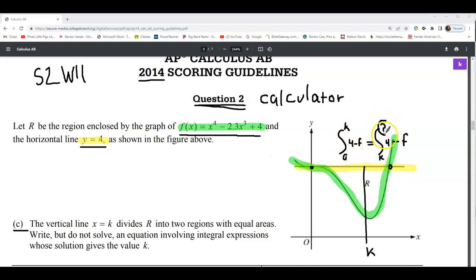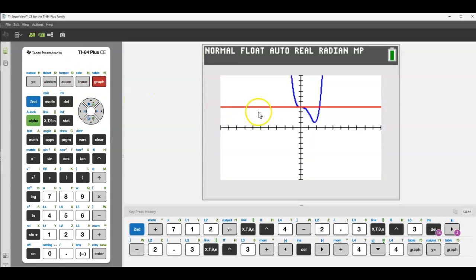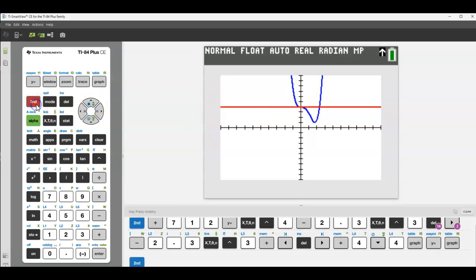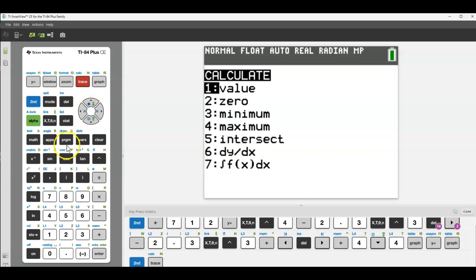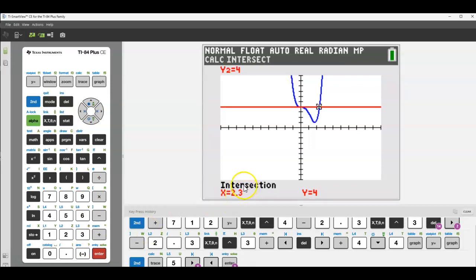So really all I need to do now is I need to find out what that question mark right there is. And for that, we'll be using the graphing calculator to find where they intersect. So I've typed the functions in here, and then we're going to graph it. And I want to find this point where the y equals 4 crosses the f function. So we're going to go to second, calc 5 for intersect, and we're going to scroll over to where they intersect approximately, and then we're going to push enter 3 times, and it tells me they're intersecting at 2.3, it looks like.